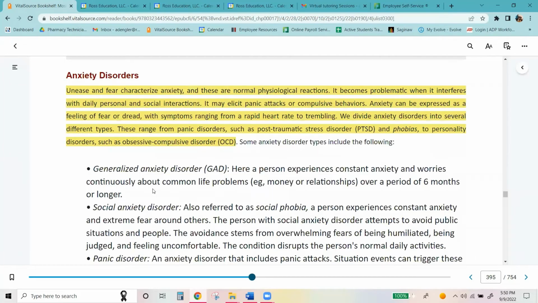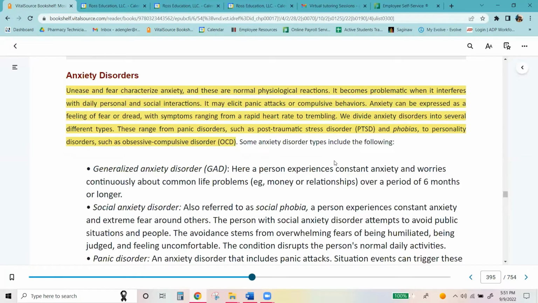Anxiety disorders. Unease and fear characterize anxiety, and these are normal psychological reactions. It becomes problematic when it interferes with daily personal and social interactions. It may elicit panic attacks or compulsive behaviors. Anxiety can be expressed as a feeling of fear or dread, with symptoms ranging from a rapid heartbeat to trembling. We divide anxiety disorders into several different types. These range from panic disorders, such as post-traumatic stress disorder, and phobias, to personality disorders, such as obsessive-compulsive disorder.